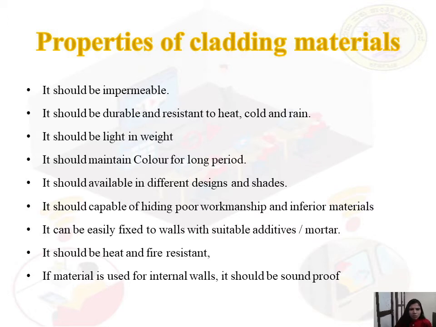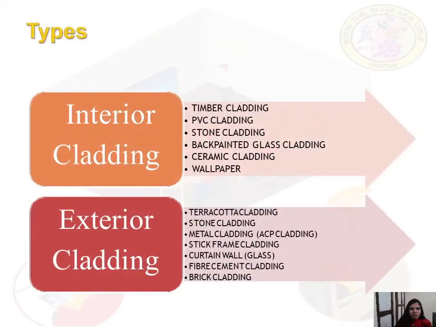Hope you have understood the cladding materials. The next is types of cladding materials. Which are the different types of cladding? There are two types: the interior cladding and the exterior cladding.